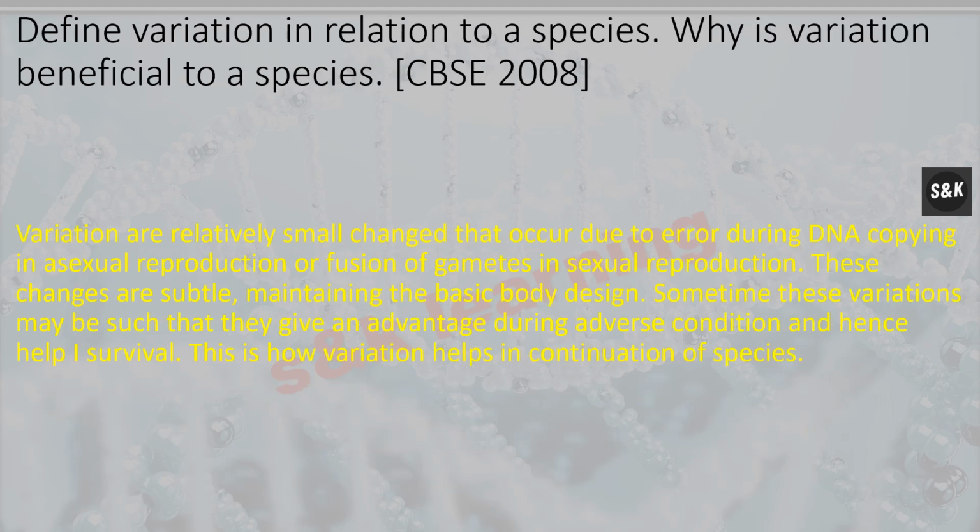Define variation in relation to a species. Why is variation beneficial to species? Variations are relatively small changes that occur due to error during DNA copying in asexual reproduction or fusion of gametes in sexual reproduction. These changes are suitable, maintaining the basic body design. Sometimes these variations may be such that they give an advantage during adverse conditions and hence help in survival. This is how variation helps in continuation of species.